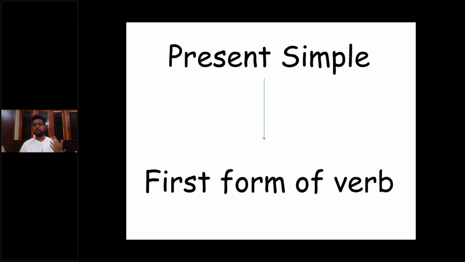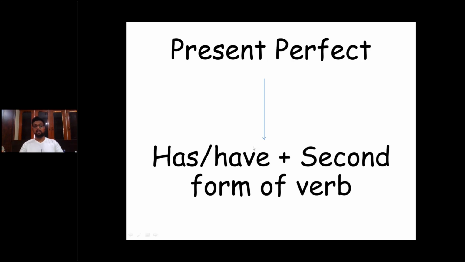So whenever you see the first form of a verb, immediately identify the tense as the simple present tense. So once again I'm repeating, if you see the first form of the verb, it is the simple present tense. Now let's come to the present perfect tense.